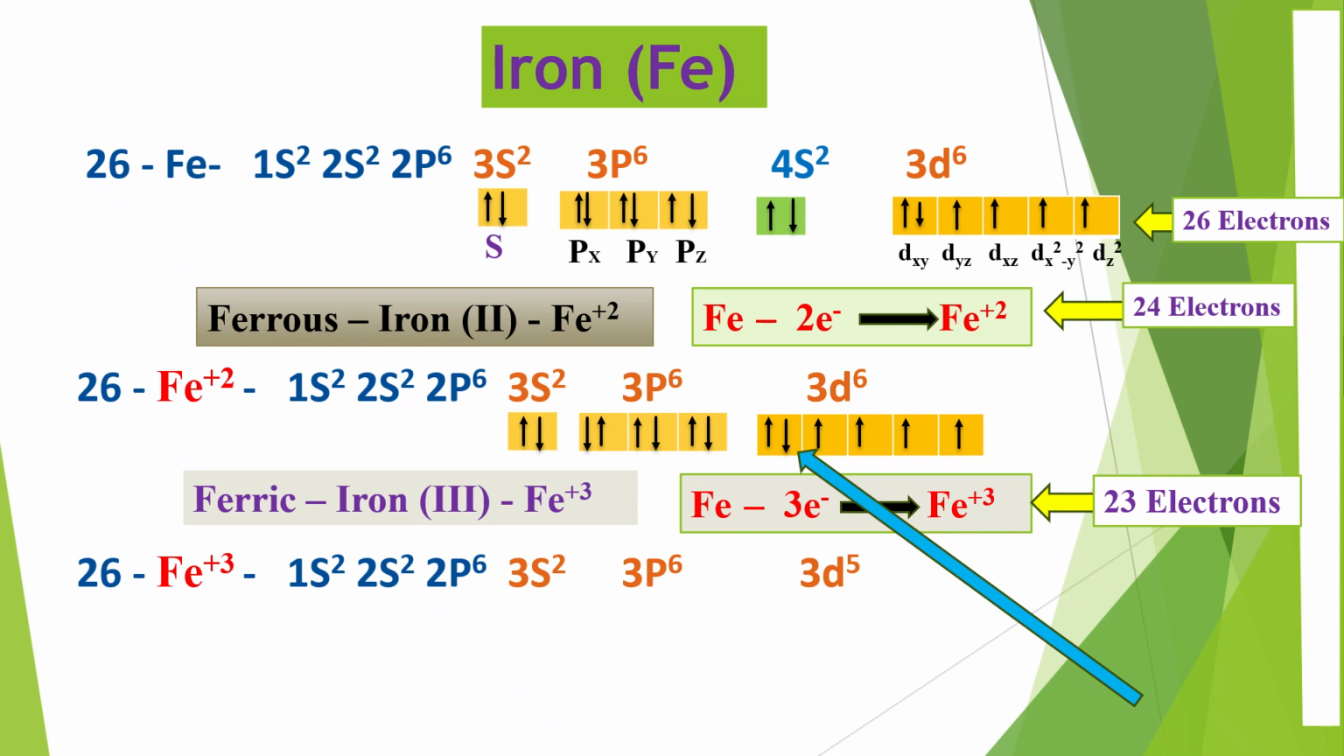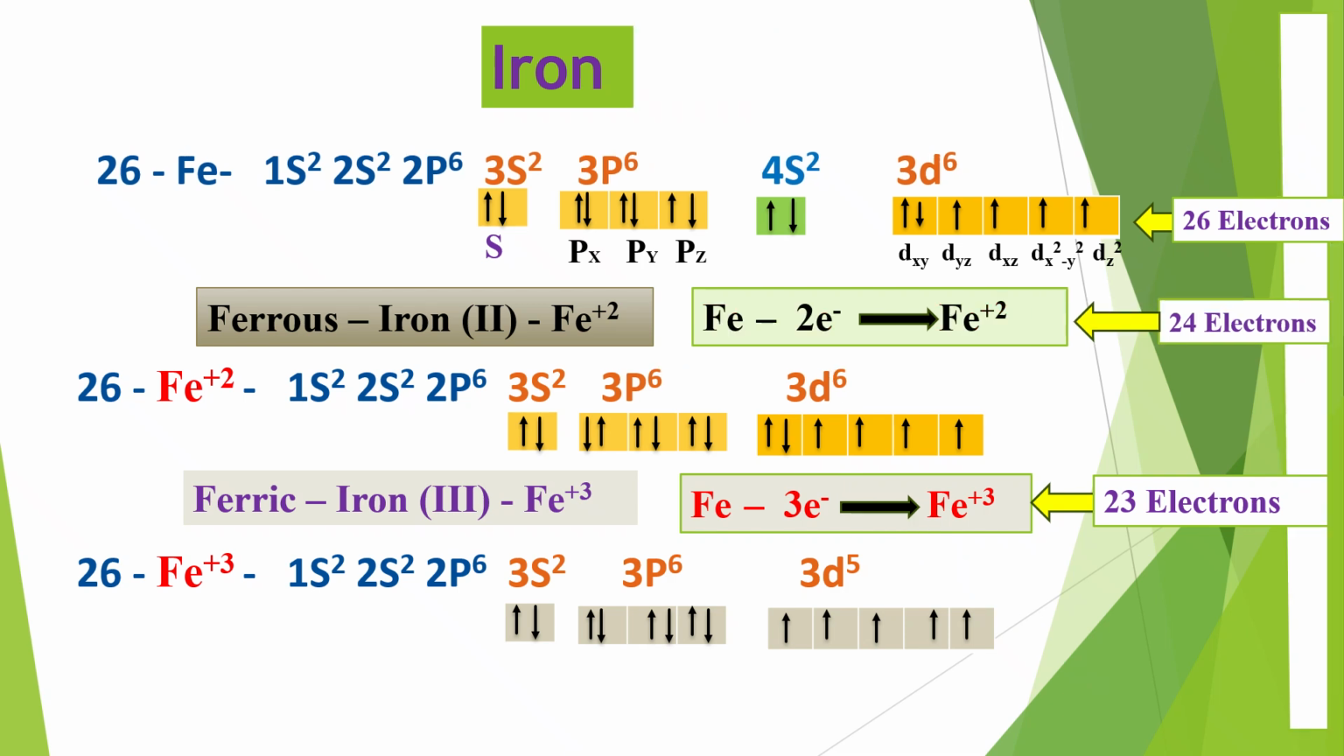So what is the electronic configuration? Like this: 1s2, 2s2, 2p6, 3s2, 3p6, 3d5. This is the electronic configuration. Among these three, which one is more stable? Simple. Ferric is more stable. Why? It contains all unpaired electrons. According to Hund's law of maximum multiplicity, half filled or completely filled orbitals are more stable. So that's why Fe plus 3 is more stable.